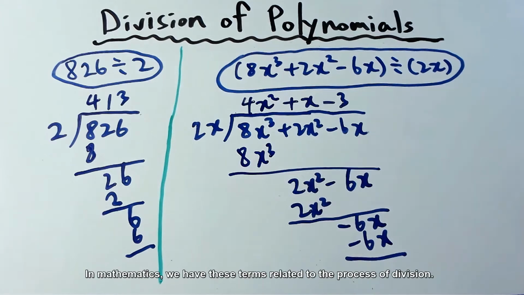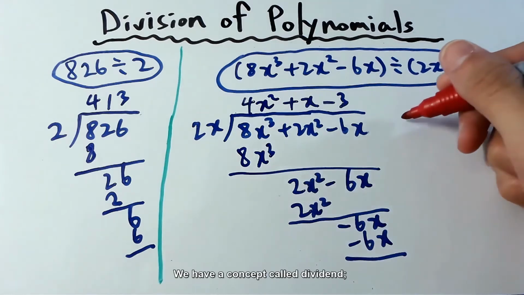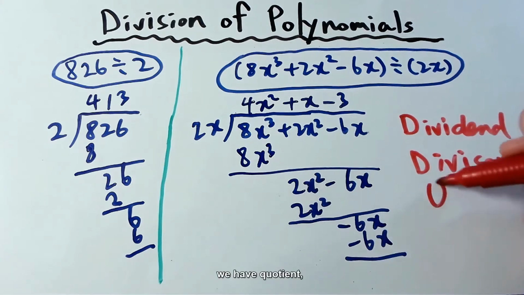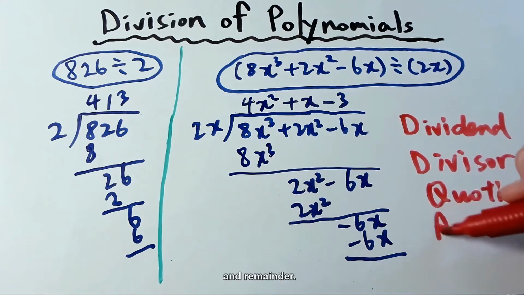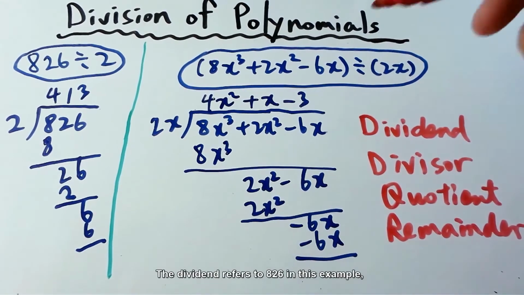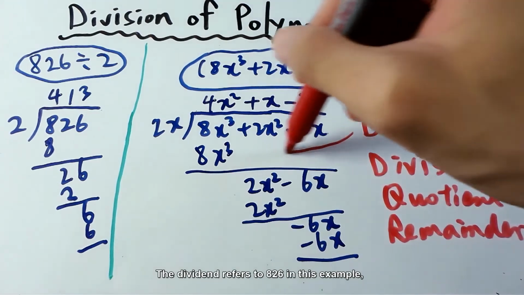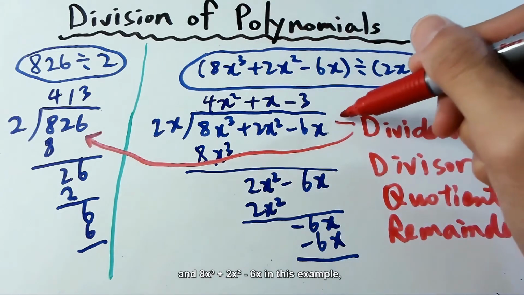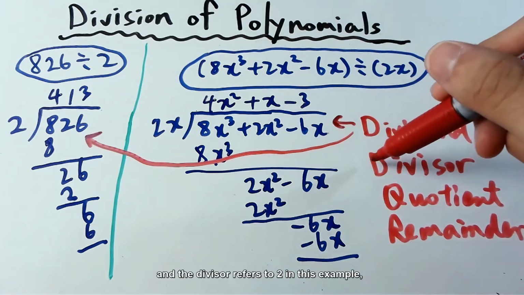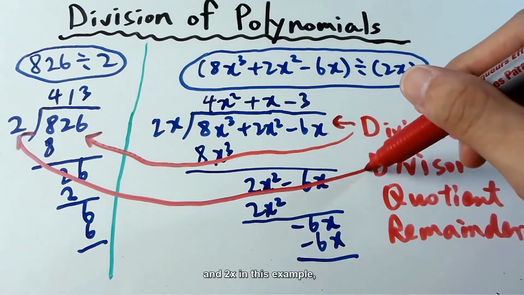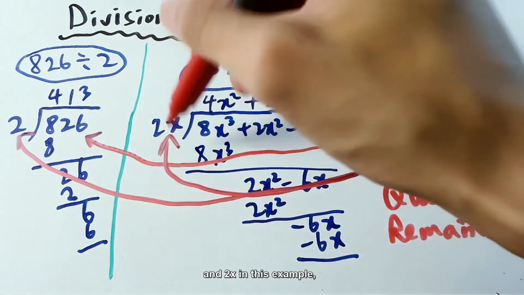In mathematics, we have these terms related to the process of division. We have the concept called dividend, we have divisor, we have quotient, and remainder. The dividend refers to 826 in this example, and 8x to the power 3 plus 2x squared minus 6x in this example. And the divisor refers to 2 in this example, and 2x in this example.